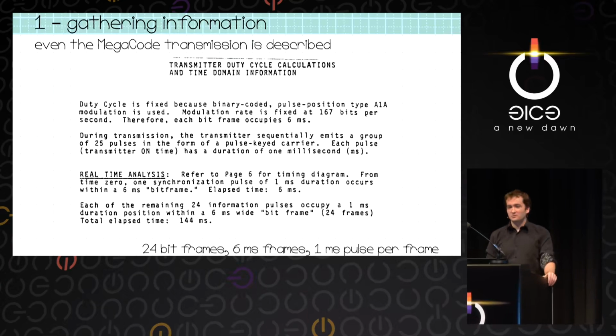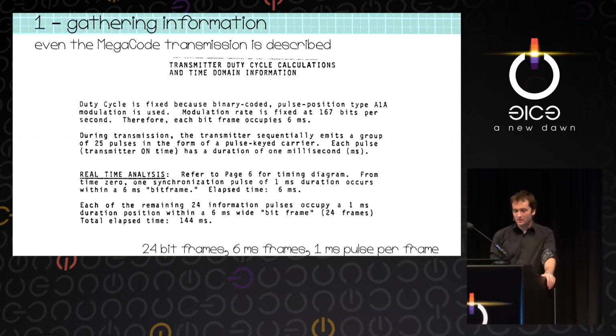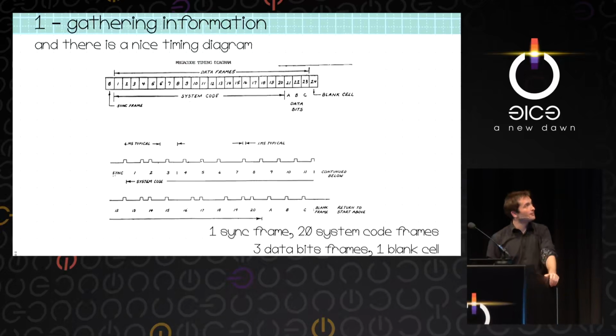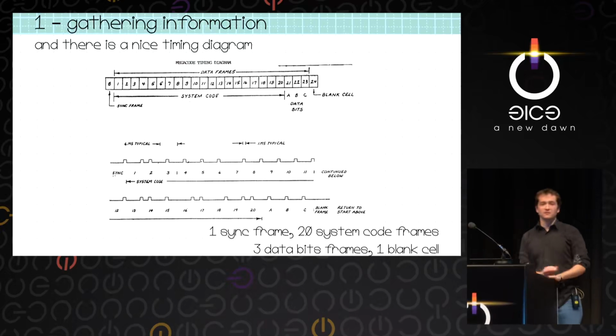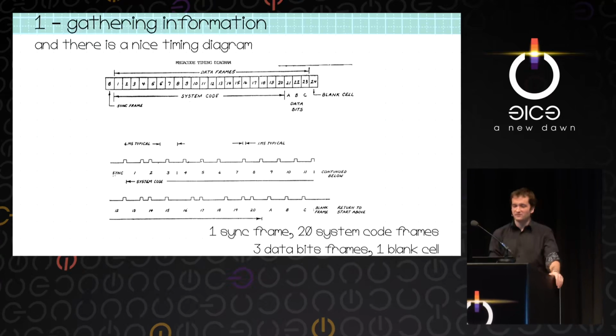They even provide some information about how the MegaCode code is sent. You have 24 bit frames. Each bit frame is 6 milliseconds long, and within each bit frame, you have a 1 millisecond pulse. So the remote goes on and just transmits very loud at this frequency. And they were so kind to provide a timing diagram. Because we found everything through the FCC ID, we almost already know how it's encoded. So we spared a lot of time.